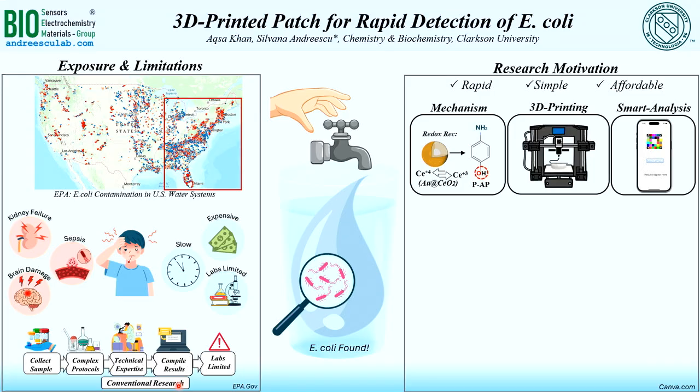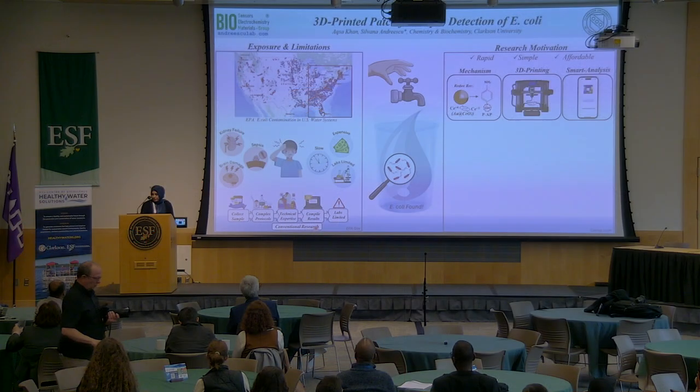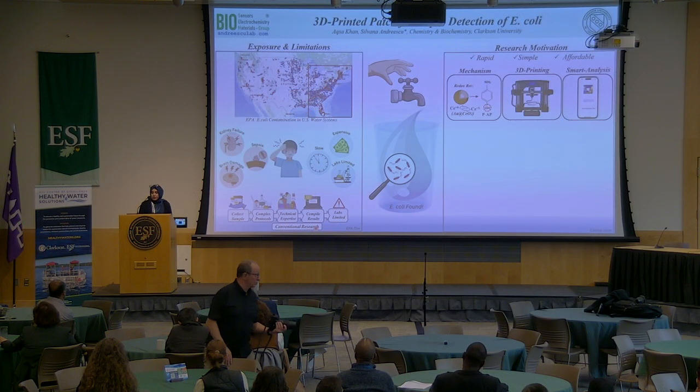So by keeping this research gap in mind, we have designed a 3D printed color changing patch that works as a color tag and gives you the E. coli concentration by the color change. So I will split this talk into 3 sections. In the first, the mechanism and the validation. Second, the 3D printed patch design. And lastly, the smartphone analysis. So how does our system work?